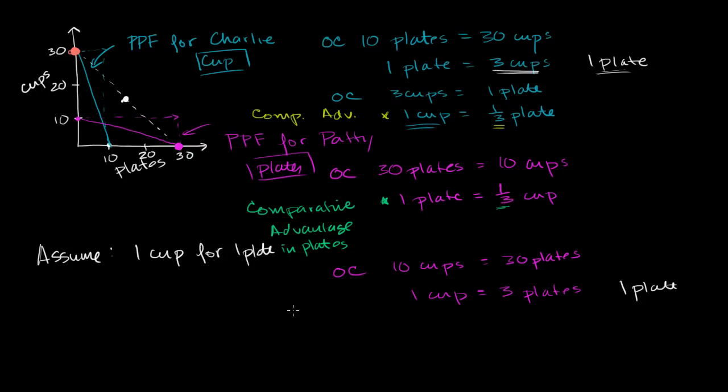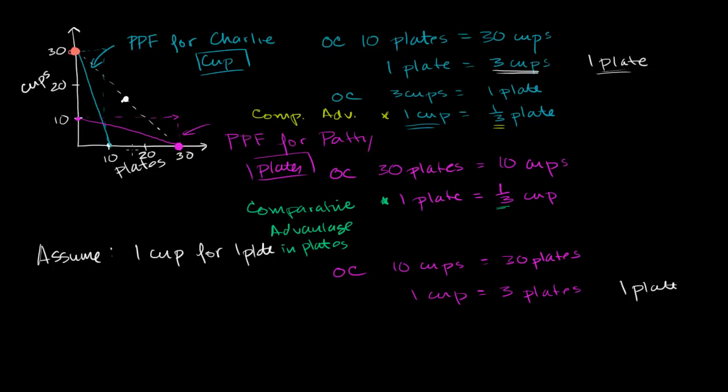Absolute advantage in a given product just means that you are more productive at that thing given the same inputs. And so if I were to just give you this graph and you didn't know how many workers Charlie or Patty had and how many inputs they're using to produce either 30 cups in a day or 30 plates in a day, you actually could not make any statement about absolute advantage.